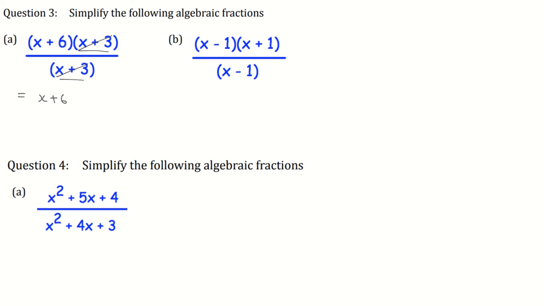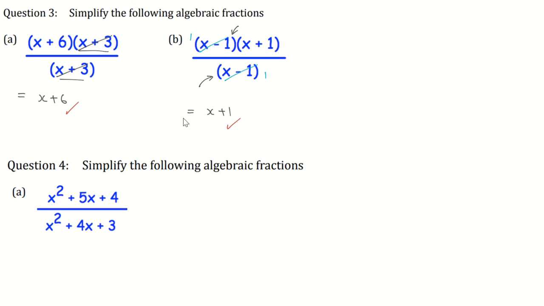Now on to question B. I see that it's x minus 1 times x plus 1 over x minus 1. Are there common factors at the top and bottom? Yes, common factors are here. So I can divide both by x minus 1. x minus 1 divided by x minus 1 is 1. Bottom also. So what I have left is x plus 1 over 1, which gives me x plus 1. So essentially it's the same thing, except that now we are dealing with brackets.